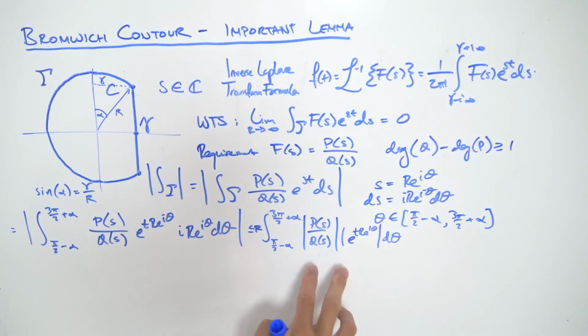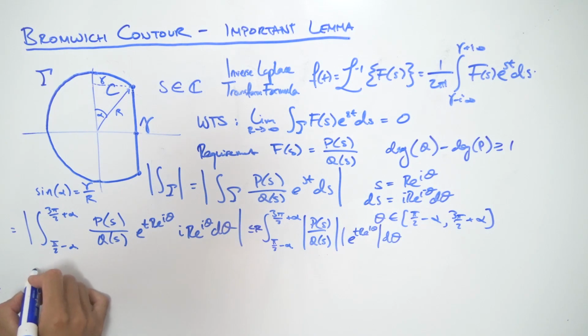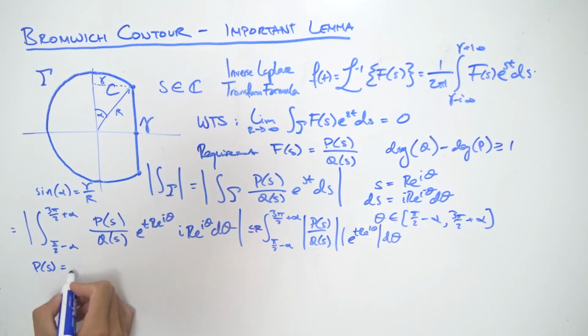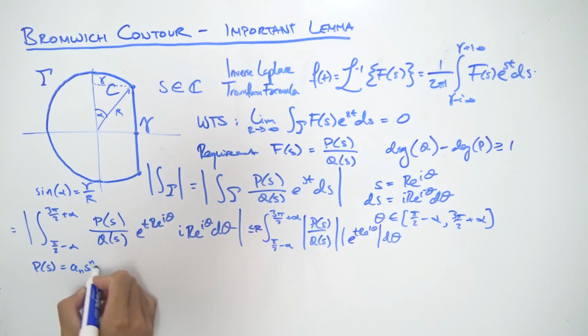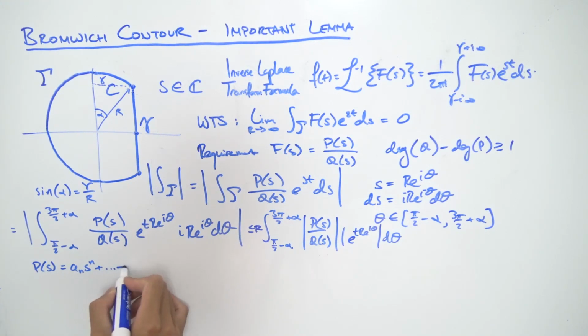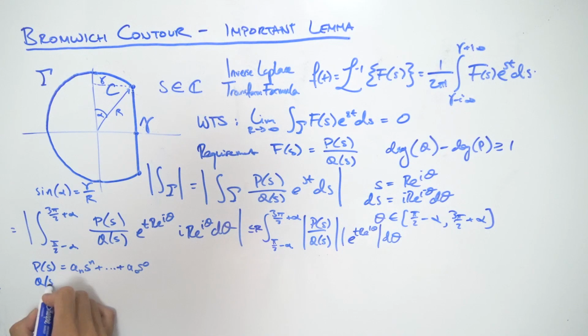What I want to focus on now is the absolute value of the quotient of these two polynomials, because in fact we can find a bound for this. So let's take a look at P of s, and since this is a polynomial, we can write it in the form a_n times s to the n plus dot dot dot, all the way down to a_0 s to the 0, and we can do the same thing for q as well. So we have q of s, and that's equal to, let's say, b sub m.